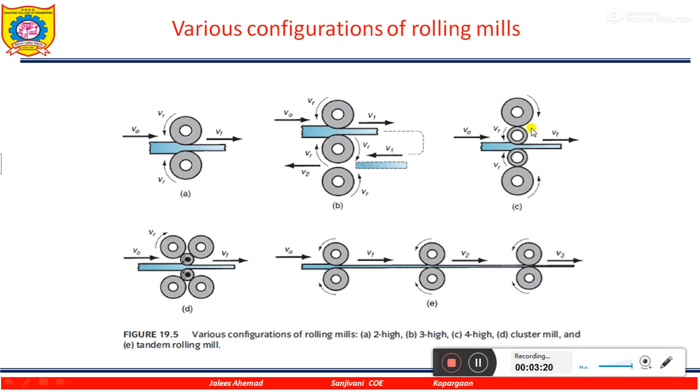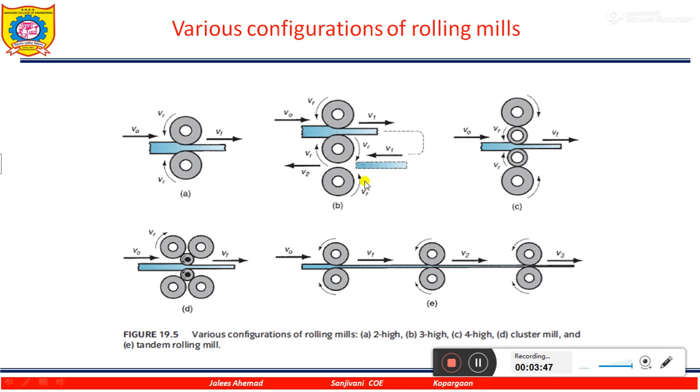The biggest advantage of 4 high rolling is that the two work rolls, which rotate opposite to each other, can be large or small in diameter and allow for substantial reduction because the area under the roll is substantially reduced. So a large area can be reduced in large quantity. This is the 4 high rolling mill.